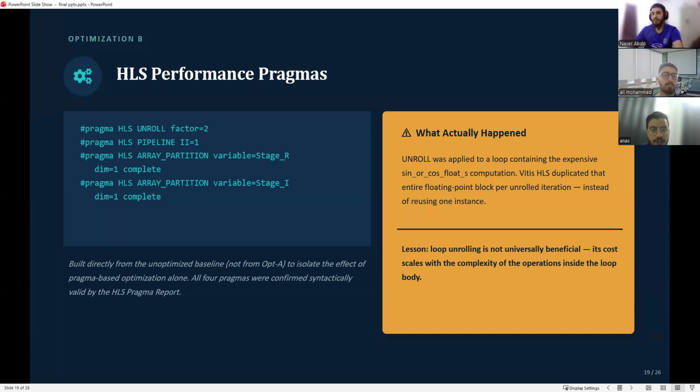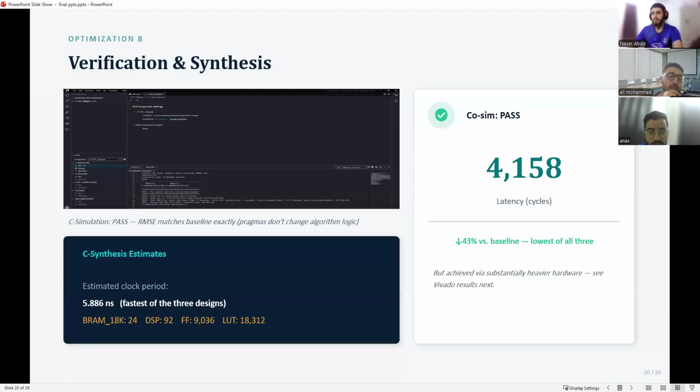Now I'll continue with the results of optimization B. After applying the HLS performance pragmas, we observe an improvement in hardware performance. The design achieved low latency and better throughput because more operations could be executed in parallel. However, the optimization also increased the use of FPGA resources. This shows the trade-off between higher performance and higher hardware utilization. Next, please.